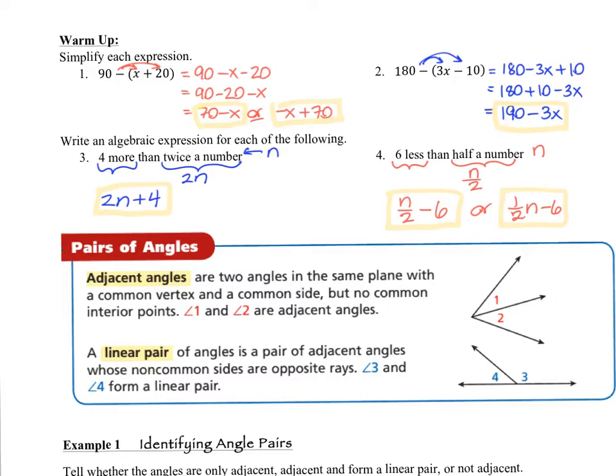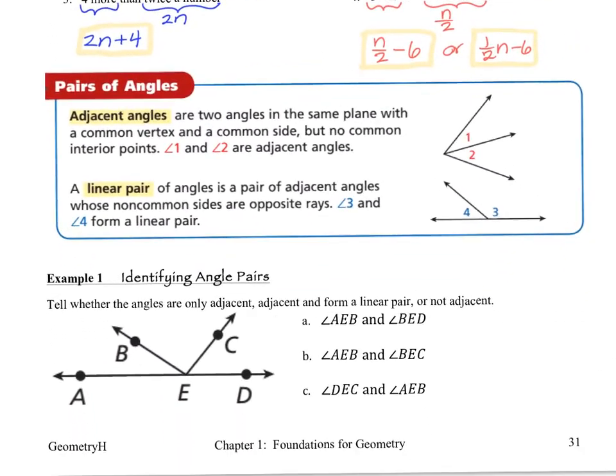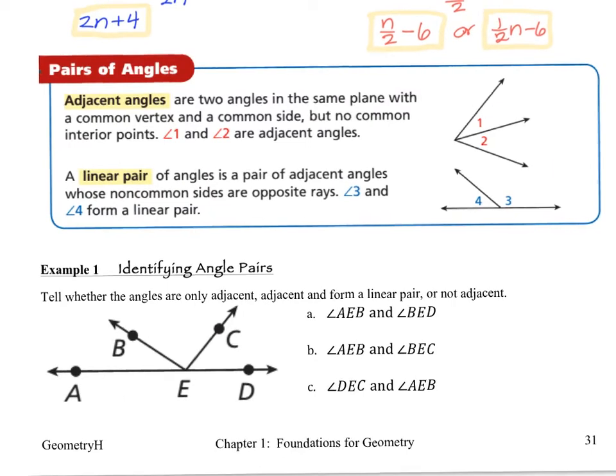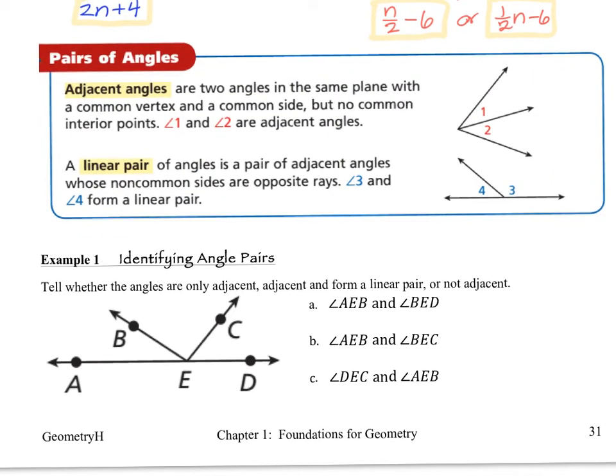You can see we have a definition box here, pairs of angles, and it says adjacent angles are 2 angles in the same plane with a common vertex and a common side, but no common interior points. So if you look at angles 1 and 2 in the diagram, we have a common vertex and a common side. But angles 1 and 2 do not overlap each other.